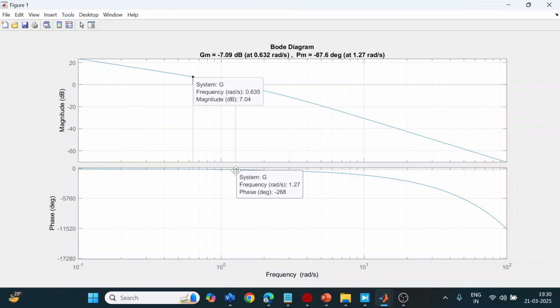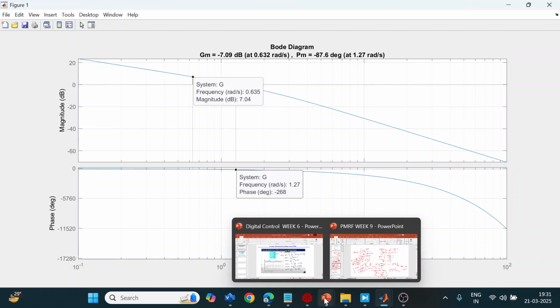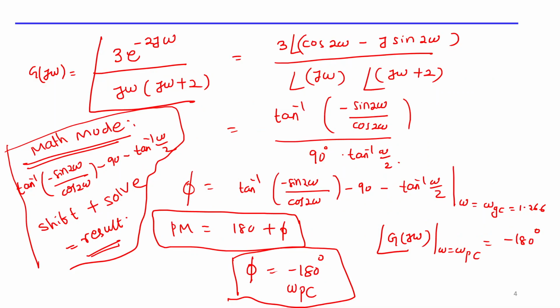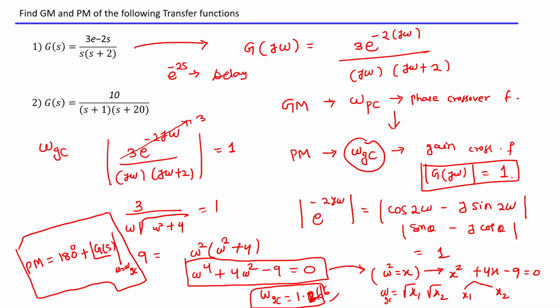Let me come back to my screen to show you another example. Let me go to full screen. Here is another question I have given to you, and you have to do the same thing in MATLAB. G is equal to 10 divided by S plus 1 and S plus 20. Can anybody tell me what the gain margin and phase margin of the system are? 10 divided by S plus 1 and S plus 20.